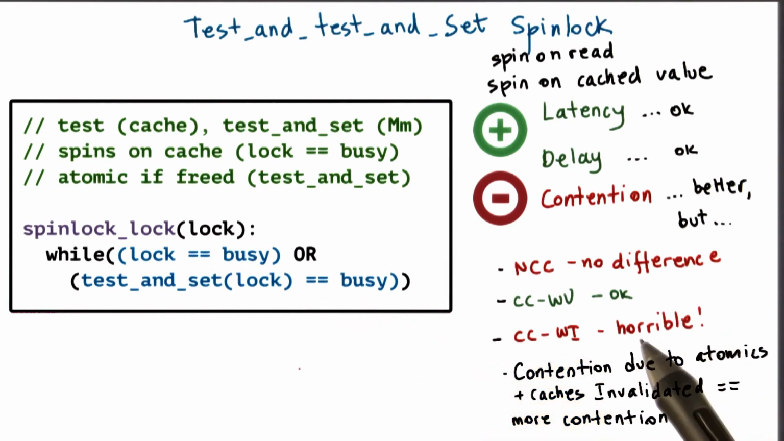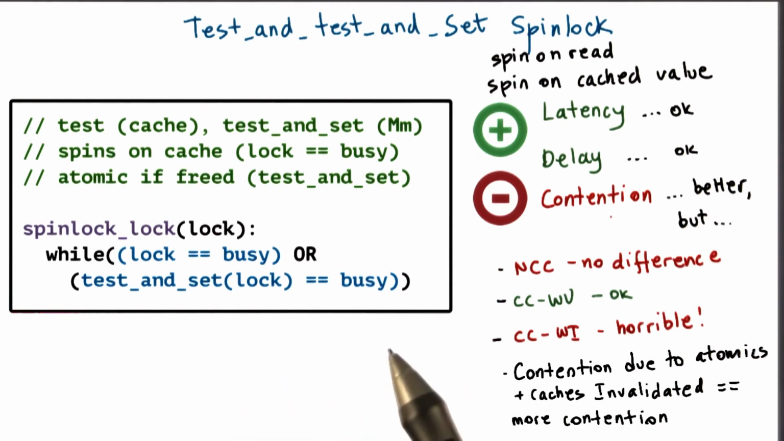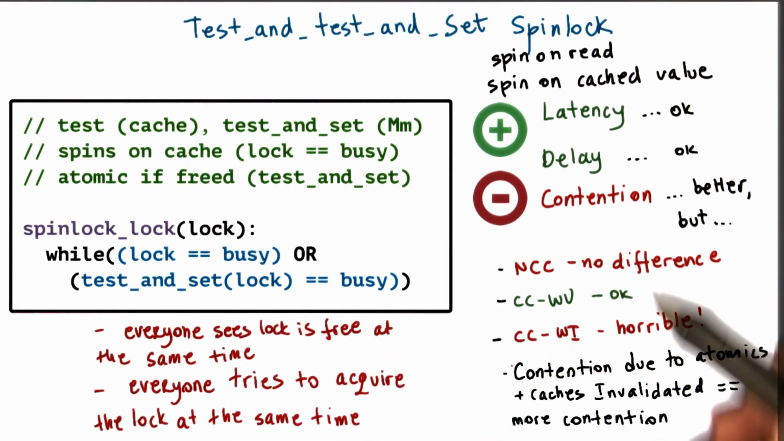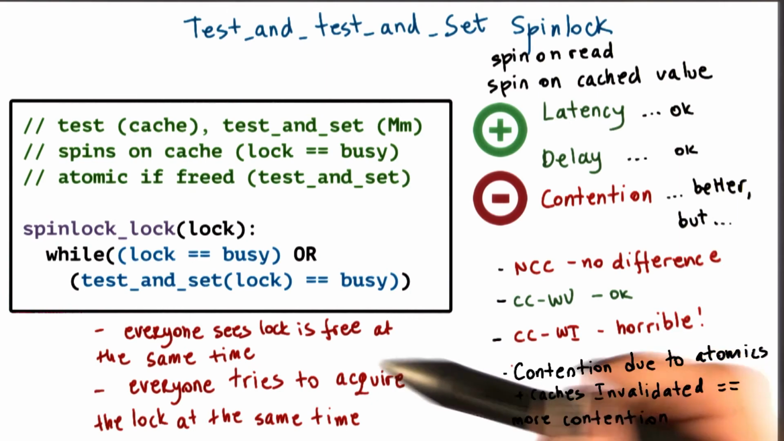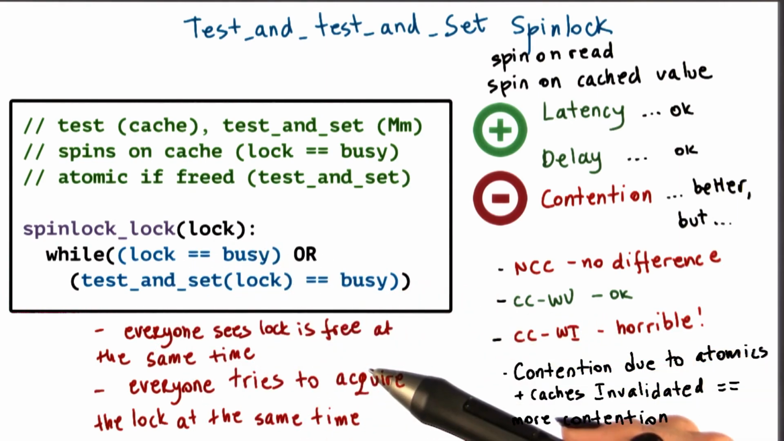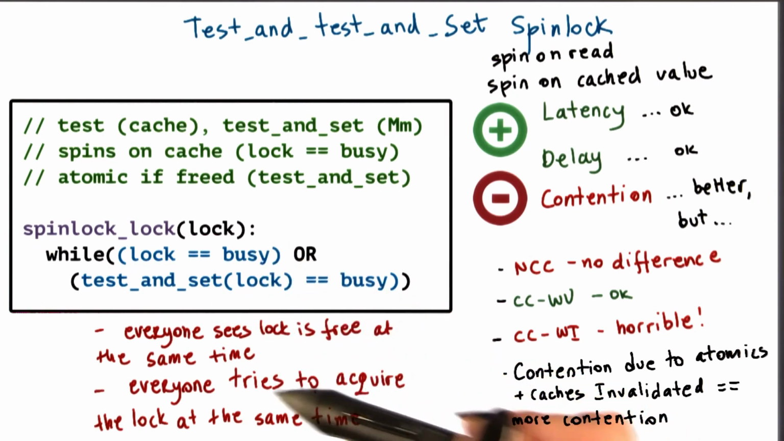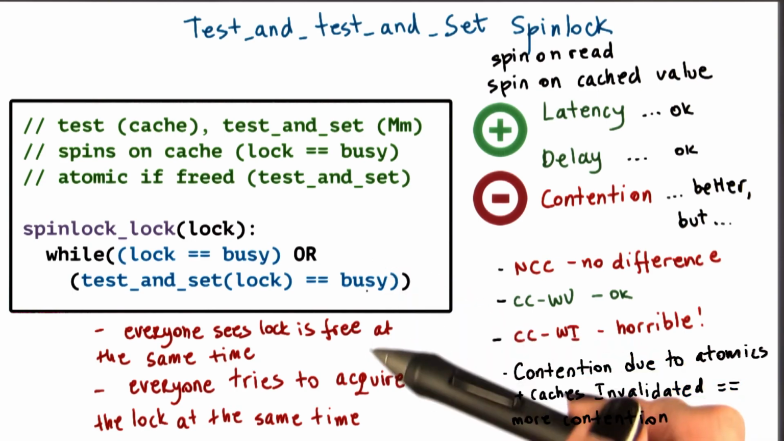So this type of behavior will simply compound the contention effects and will make performance worse. The reason for the poor performance of this lock is that at the same time, everybody will see that the lock has changed its state so that it has been freed, and everyone will also at the same time try to acquire this lock.